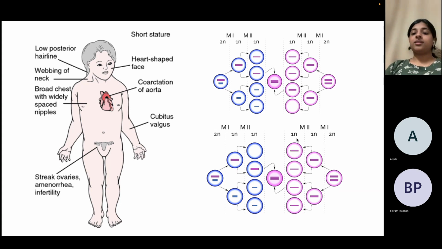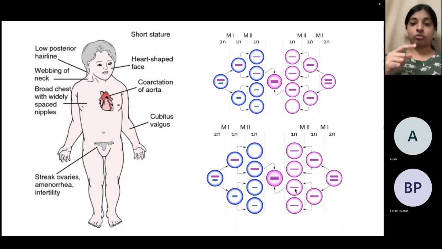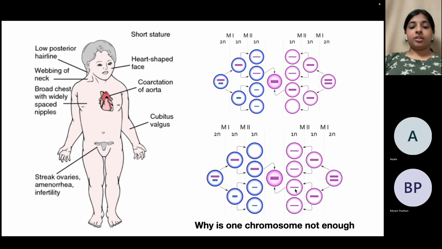So let's look at the same image, same representation that we saw previously. We have previously seen that if in the maternal cell there is non-disjunction in meiosis 2, with one cell having 2 X chromosomes and the other not having anything, by chance if this null cell is able to fuse with a healthy father, or if the null from the father is able to fuse with a healthy mother, this will result in 1 copy of the X chromosome, and this is what is creating Turner syndrome. But why is 1 chromosome not enough?